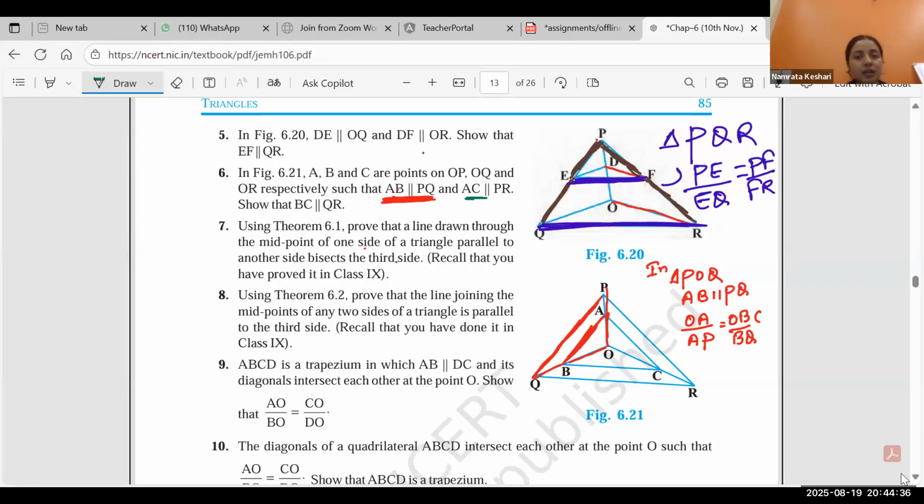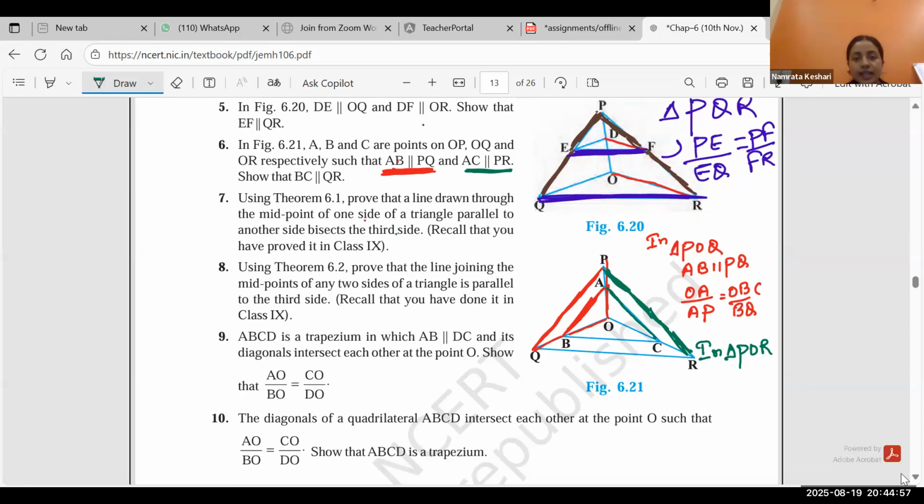Now the next parallel condition is given as AC is parallel to PR. So we will highlight AC and PR. Tell me the name of the triangle. POR. Exactly, in triangle POR, this line AC is parallel to PR. Therefore, OA by AP is equal to OC by CR.